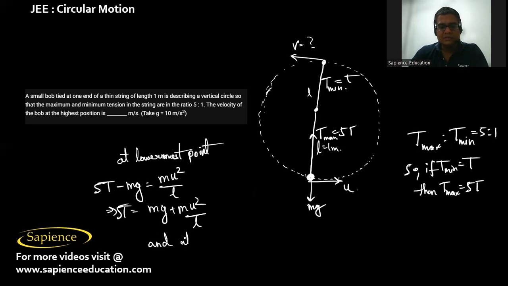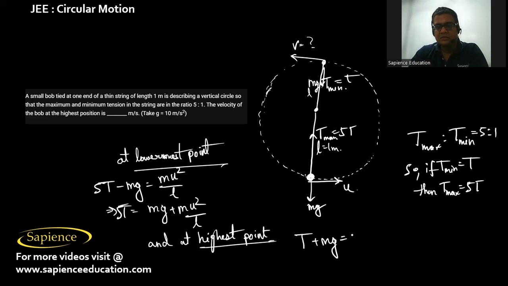And at the highest point, what we will have: here mg is acting, and T is also acting. So T plus mg is equal to mv square by L. So it means T will be equal to mv square by L minus mg.